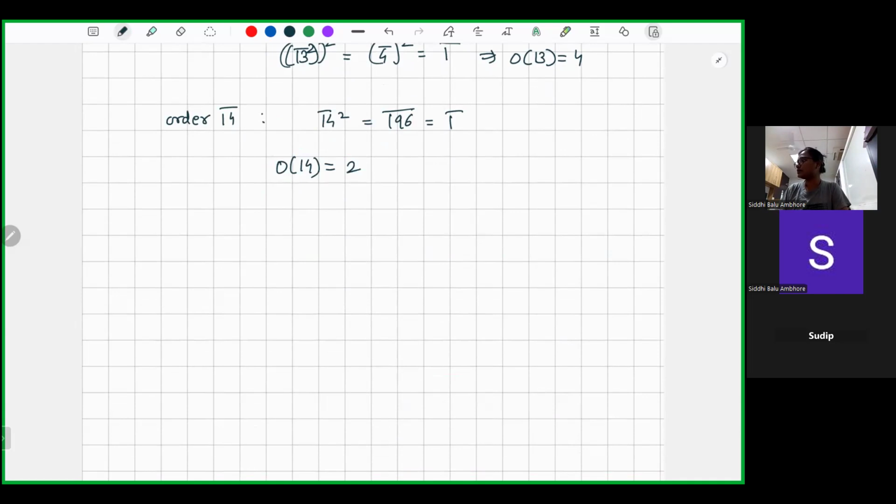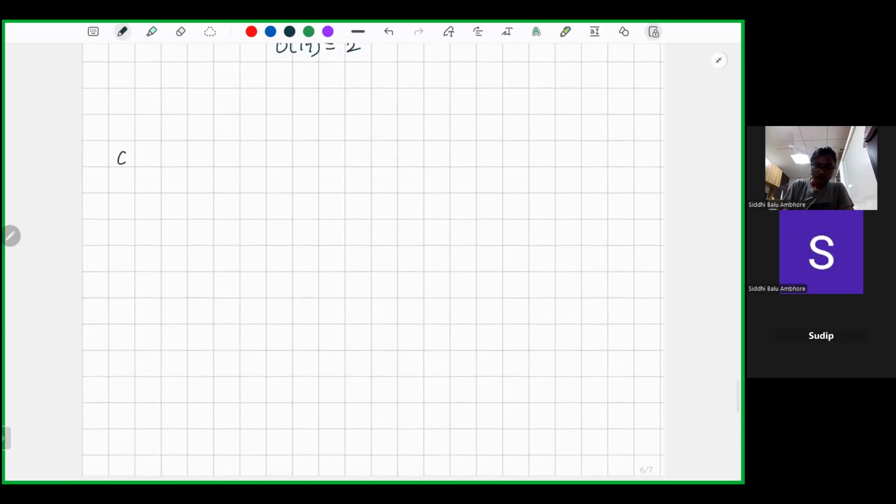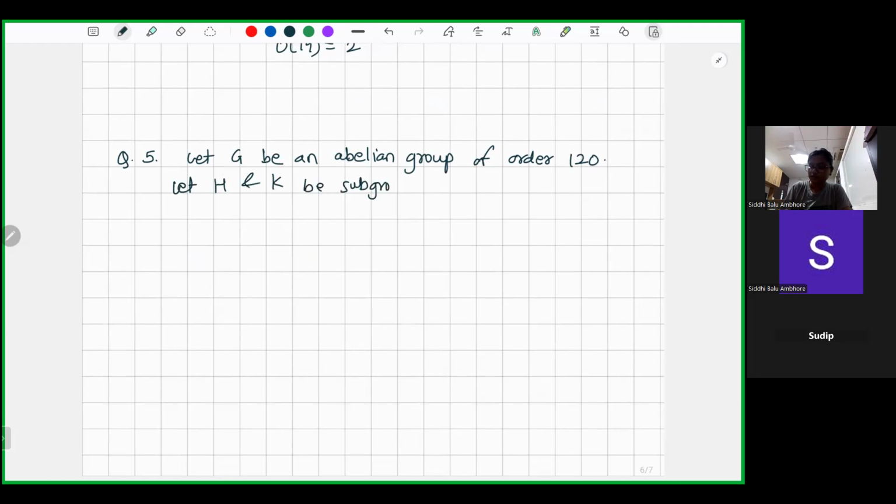Now let's move to the next question. Question 5: let G be an abelian group of order 120, and let H and K be subgroups of order 5 and 24, then G is isomorphic to H cross K. This is the question they have asked.